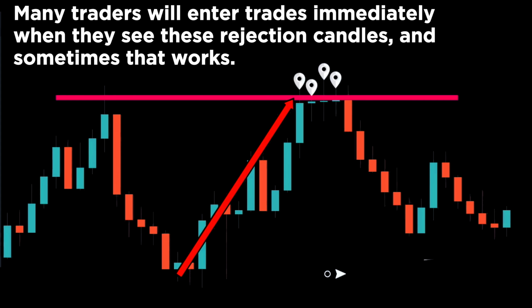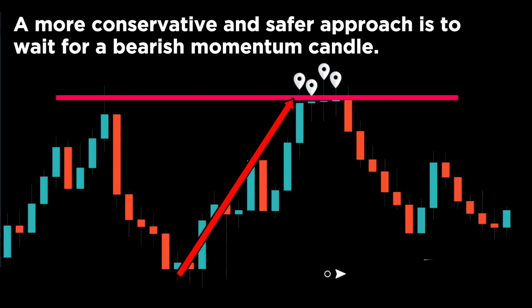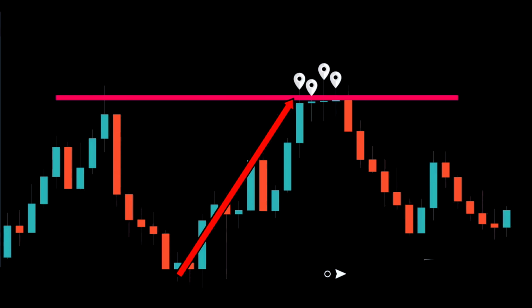Many traders will enter trades immediately when they see these rejection candles, and sometimes that works. However, a more conservative and safer approach is to wait for a bearish momentum candle. This candle shows that sellers are actively entering the market with strong force. That strong participation is what creates the large-bodied candle, confirming that momentum has shifted to the downside.